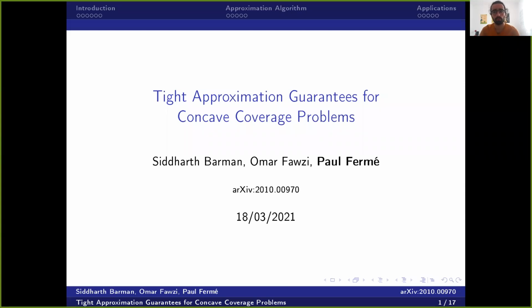Hi everyone. Today I'll present for the STACS conference the article Tight Approximation Guarantees for Concave Coverage Problems, which is a joint work by Siddharth Barman, Omar Fawzi, and myself, Paul Fermé.